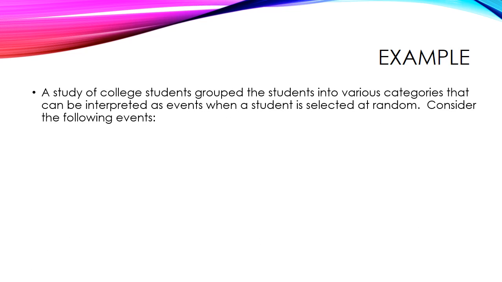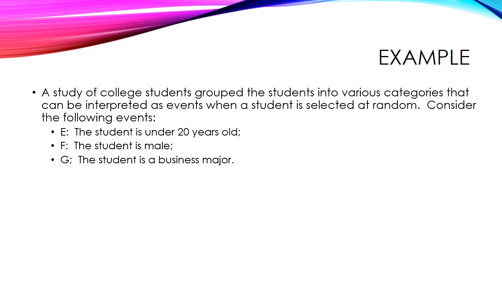So here's another example. A study of college students grouped the students into various categories that can be interpreted as events when a student is selected at random. Consider these events. Okay, E is going to represent that the student is under 20. F will indicate that the student is male, and G that the student is a business major. Describe these events in words.